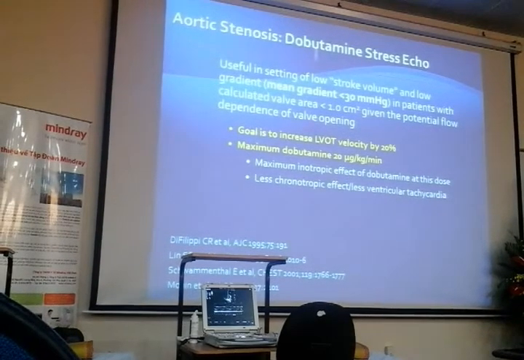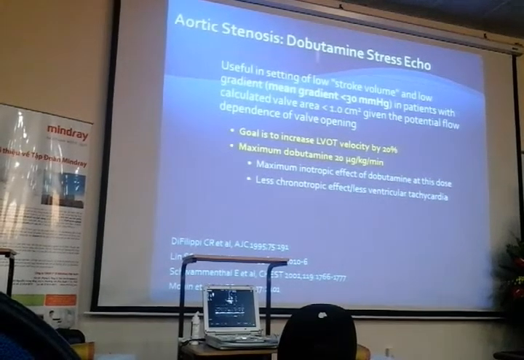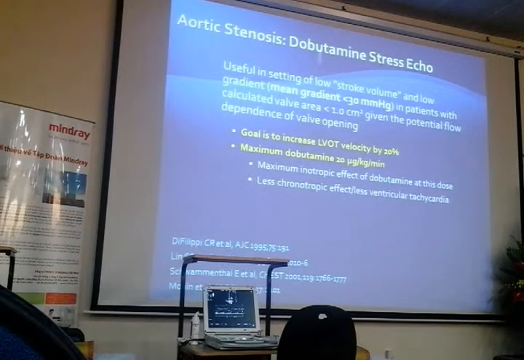This allows us to get the maximum inotropic effect of the drug without the chronotropic effect.